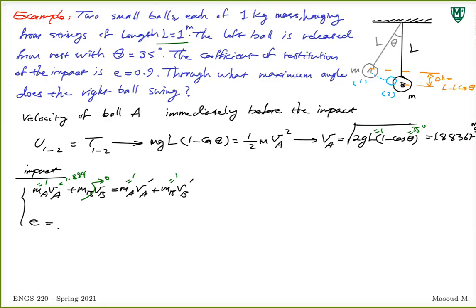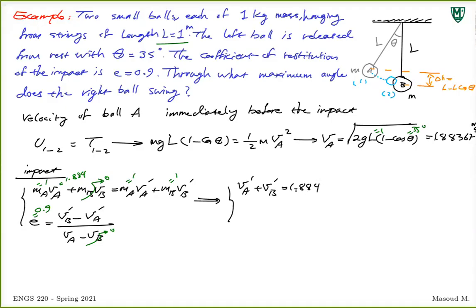And the coefficient of restitution, right? It was VB prime minus VA prime divided by VA minus VB. Velocity of B is 0 before the impact, right? Coefficient of restitution is given, 0.9. So you get another relation between VB prime and VA prime. From there, you will get VA prime plus VB prime becomes 1.884, because that's just 1 and 1, and that's 1.